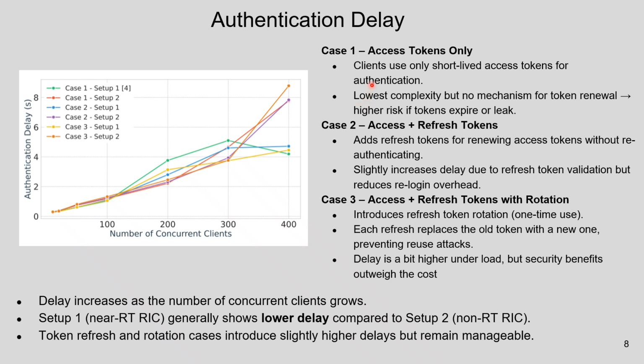In one case, we will only use the access tokens, and in another one we will use access tokens plus the refresh tokens. And in the third scenario, we will use the access token plus refresh token with token rotation enabled. And we have conducted experiments for these three cases under both setups. That means we have 6 graphs.